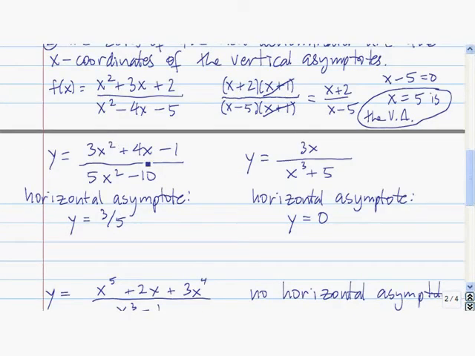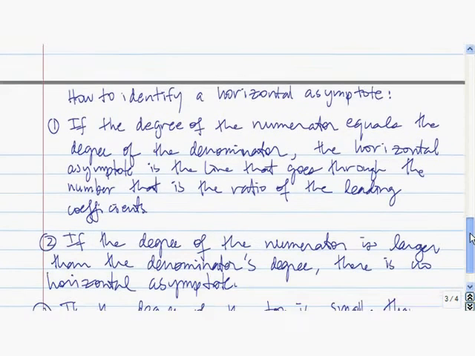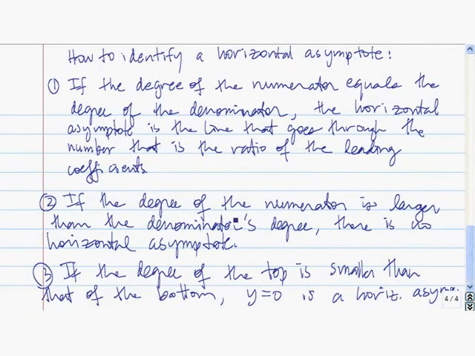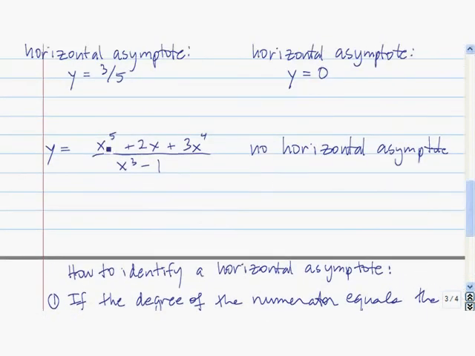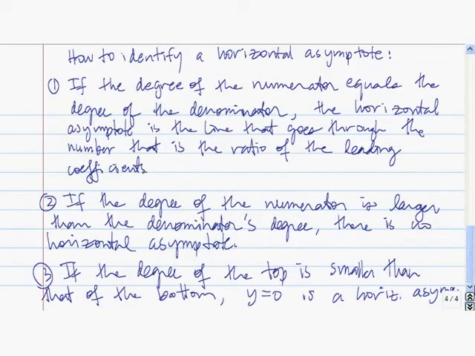Just like in this case here, the degree is the same, so y equals 3/5 is the horizontal asymptote. If the degree of the numerator is larger than the degree of the denominator, there is no horizontal asymptote. That was like this case. The degree of the numerator is larger than the degree of the denominator.